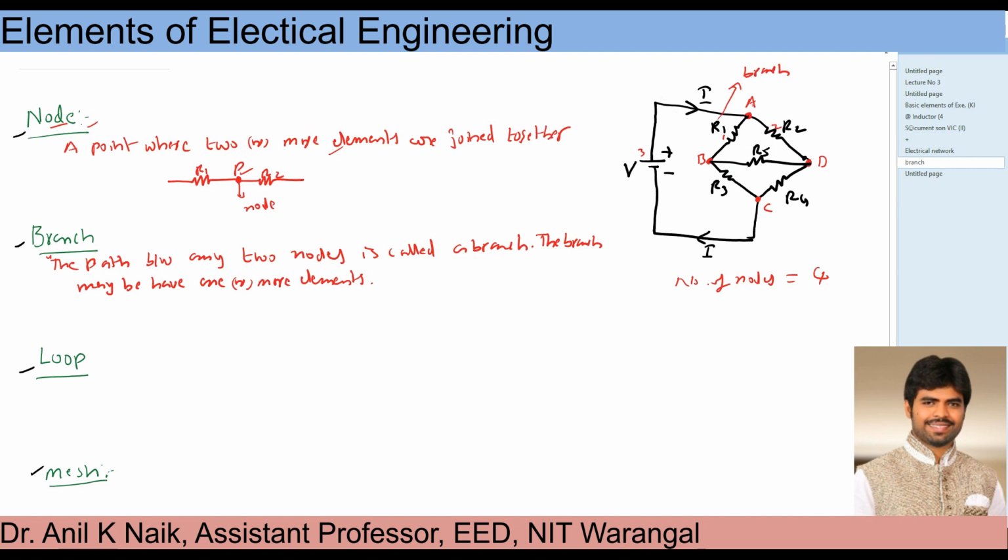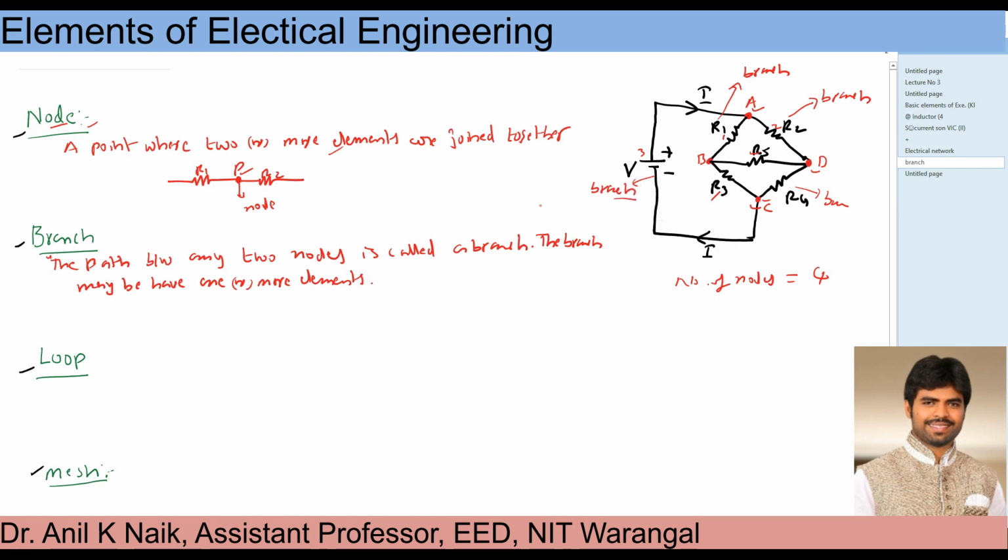Again, if you take node A and node D, in between these two nodes, one path is there. This path has been connected with the R2 element, and this R2 element is called a branch. Similarly, in between these two nodes we have R4, and R4 is called a branch. Between B and C, R3 is a branch. Between B and D, R5 is a branch. And between the A and C nodes, this is the voltage source. This is also an electrical element which is connected, and this is also considered as a branch.